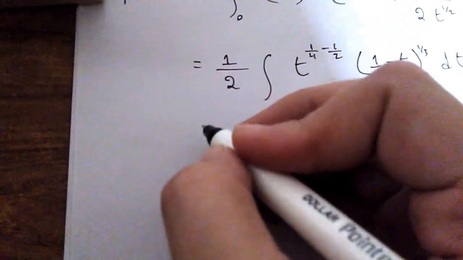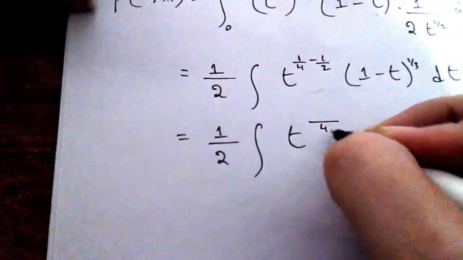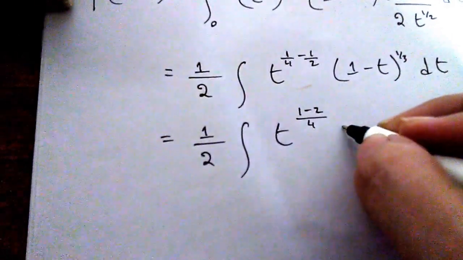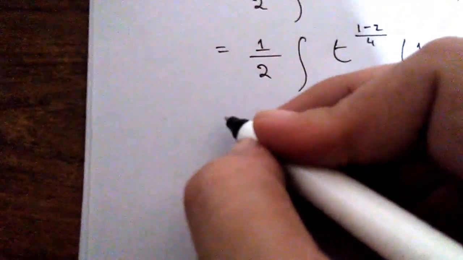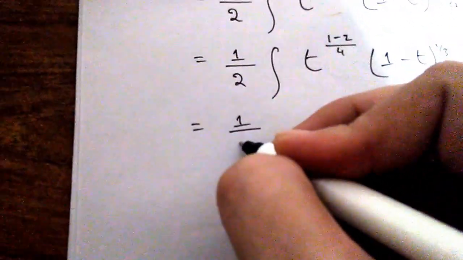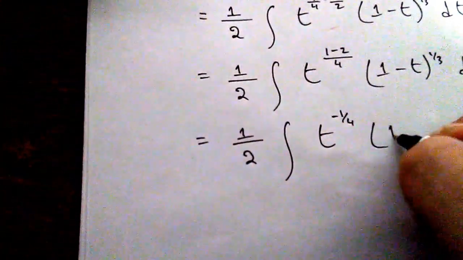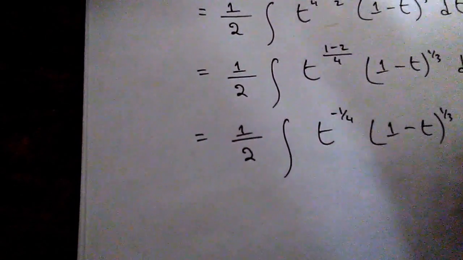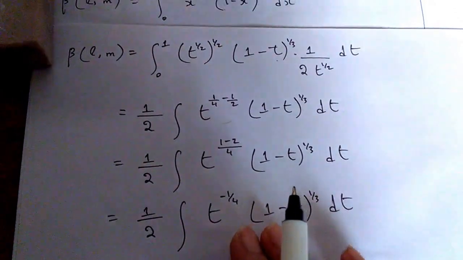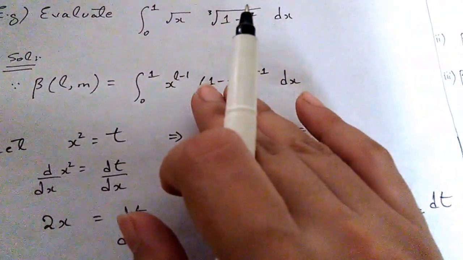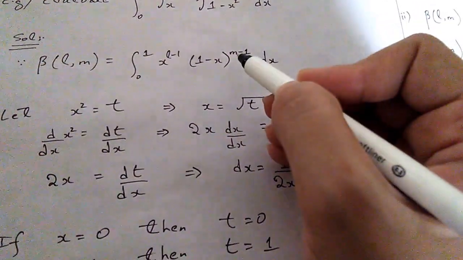Now you just simplify the powers here. You're going to take the LCM, solve out the fractions present in the power. So it gives you negative 1 by 4 and is 1 minus t power 1 by 3 dt. This is something that you are having. Now this format is exactly on the pattern of your beta integral, you can see. Now I have to obtain the value of my L and M here.